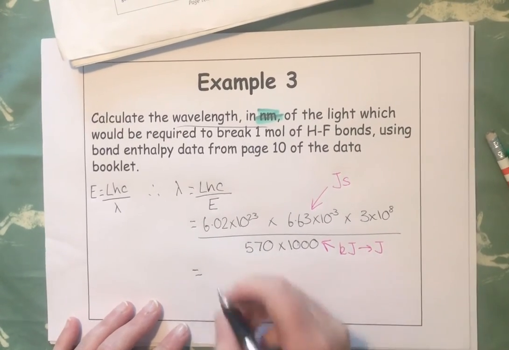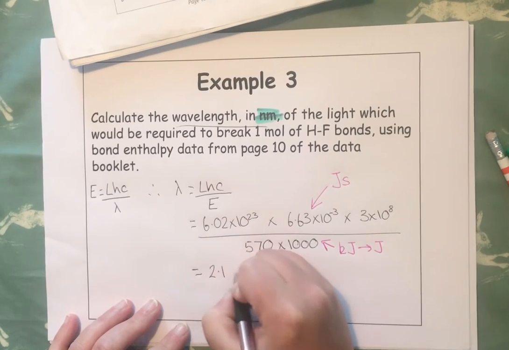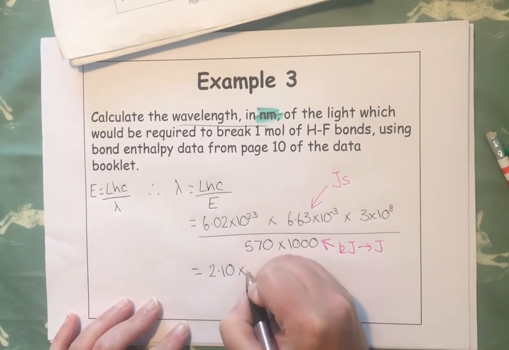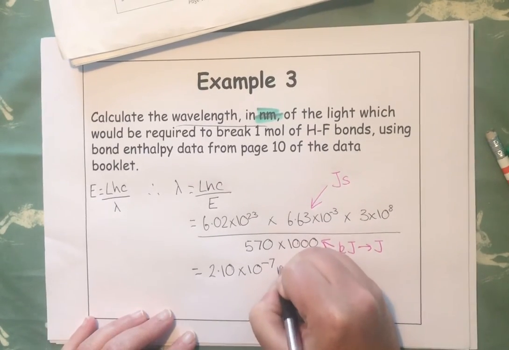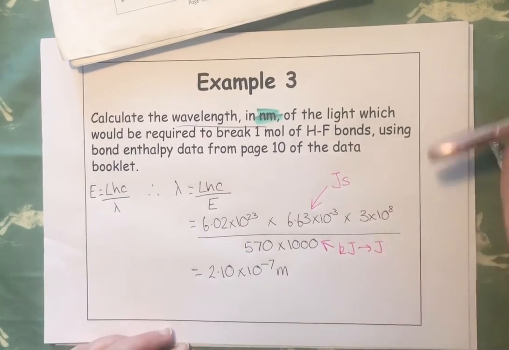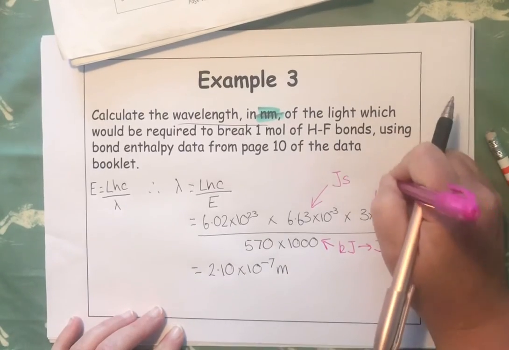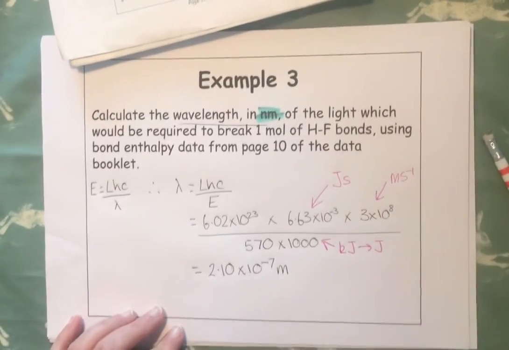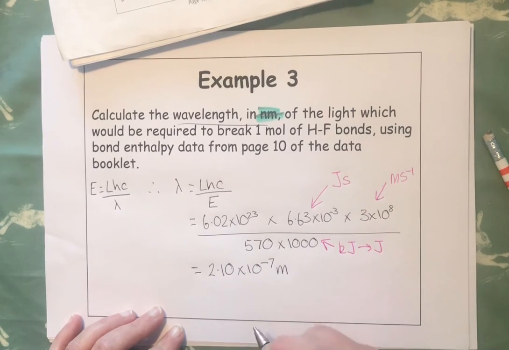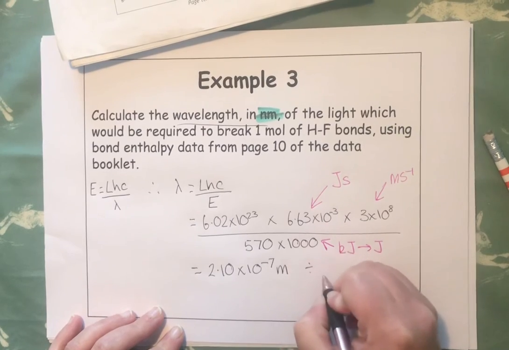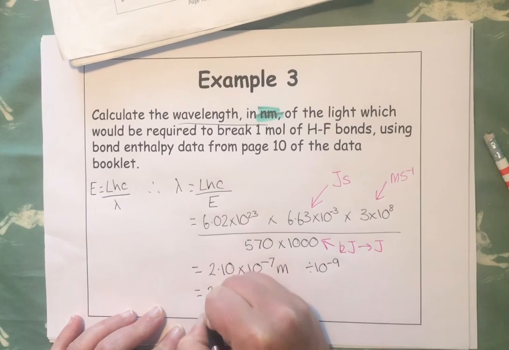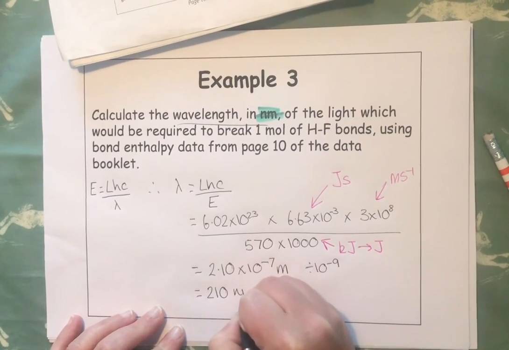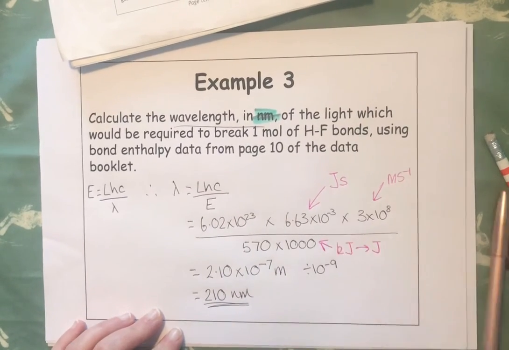So I plug all that into the calculator. I get a value of 2.10 times 10 to the negative 7. My units here will be meters, because that's what speed of light is in, meters per second. Everything else just kind of cancels out. But I want to convert that into nanometers by dividing by 10 to the negative 9. That gives me a value of 210 nanometers as my final answer.